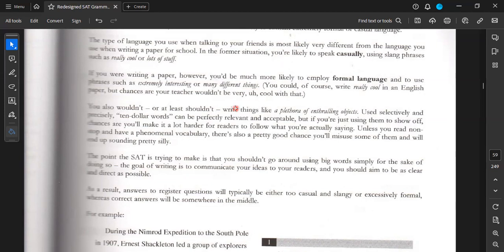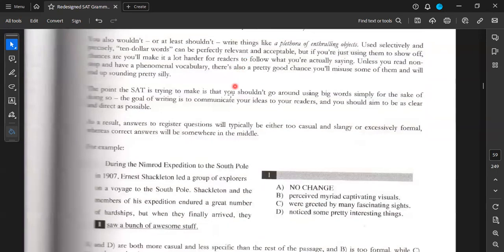In the SAT, if you see something that's too casual or too formal, you should be alert. But the correct approach is always to look at the context and the surrounding words as well. We have an example here.